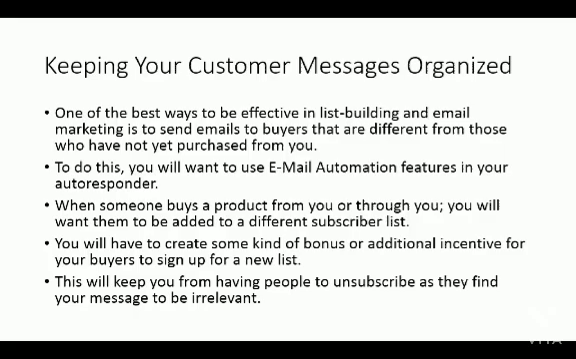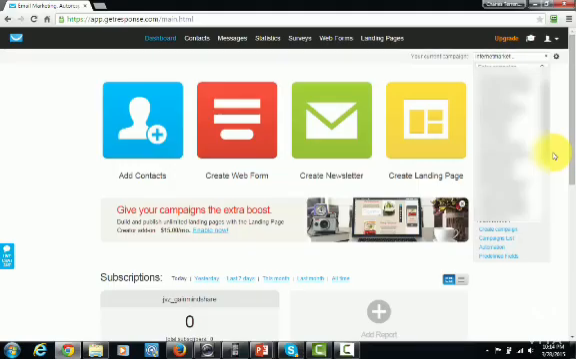Let's take a look at how to do this. Inside of GetResponse, you're going to see a link that says automation, and you want to click that link from your dashboard when you're inside of the list that you are working on. So if you're following along on GetResponse, go ahead and click that automation link.